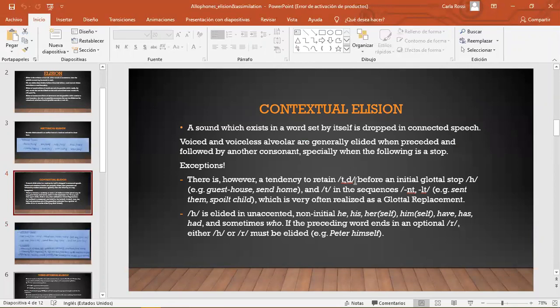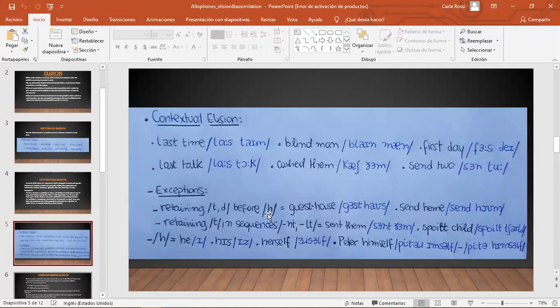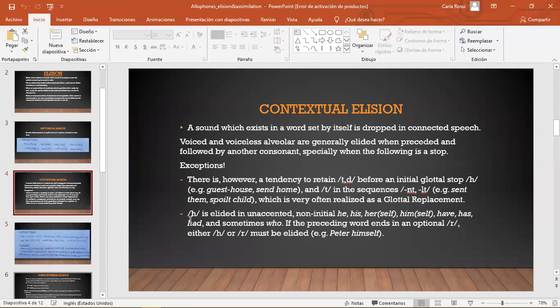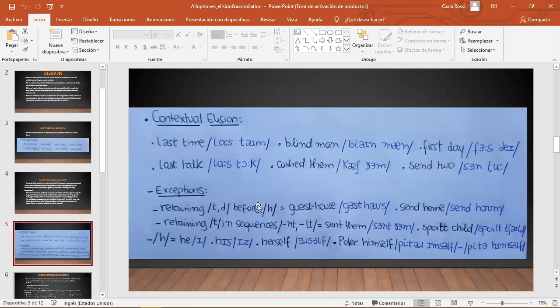Remember, we have a tendency to retain these two sounds, voiceless and voiced alveolar plosive, and we have these two examples. Here's the transcription of that before the glottal sound: guest house, send home, okay? The second exception says that the glottal is elided in unaccented syllables and the pronouns, as I said. And if the preceding word ends in the approximant, one of these two sounds is to be elided. We retain the voiceless sound in these sequences, for example, sent them, spoiled child.